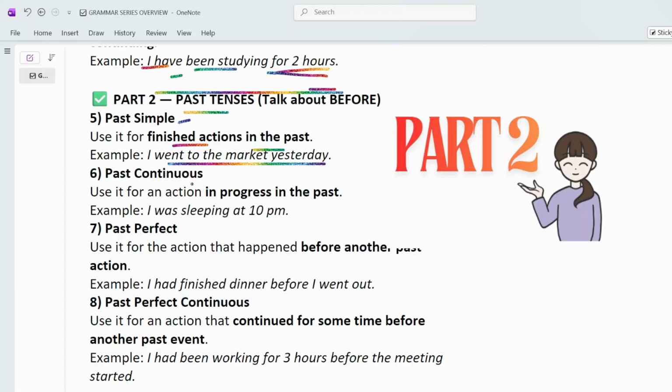The next one, up next, is the past continuous tense, which is used for an action in progress in the past. Okay. Example is I was sleeping at 10 p.m.